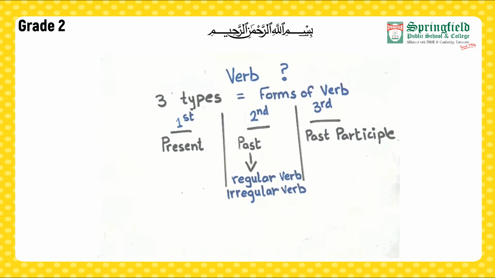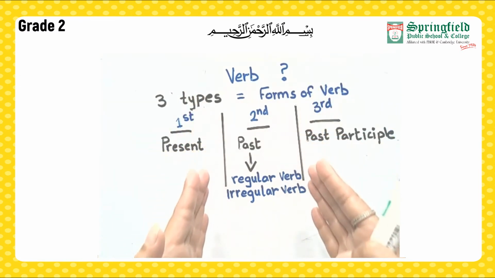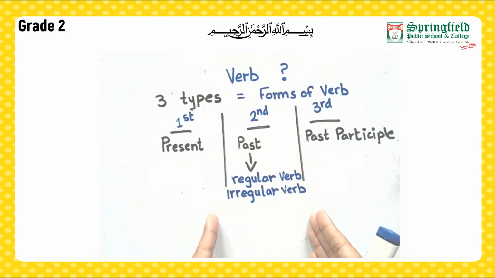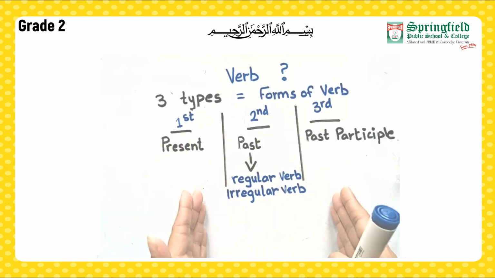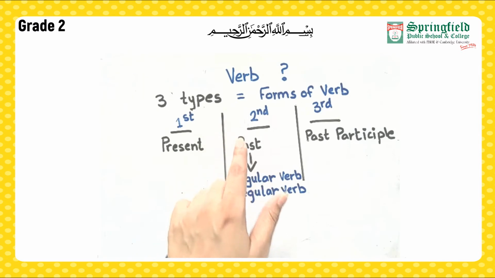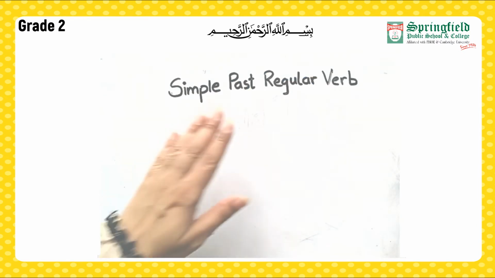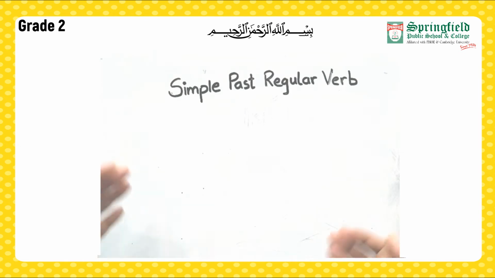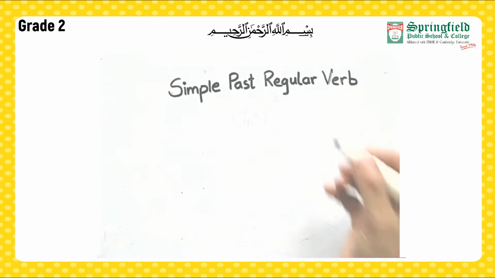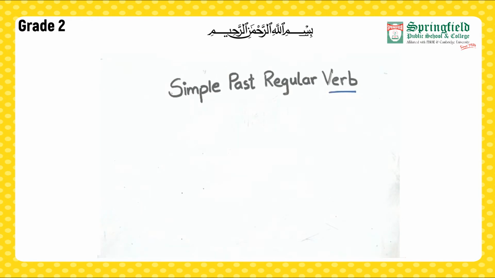All right. Now let's only talk about past form of verb because our topic is related to past form of the verb. Past form of verb has got two types as well. Regular verb and irregular verb. Alright, now let's move forward. Simple past, regular verb. Let's move towards our today's topic. Because we are talking about verb, that is why it was important to revise our previous concept of verb.